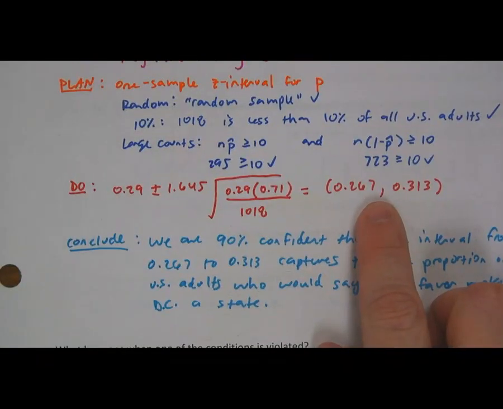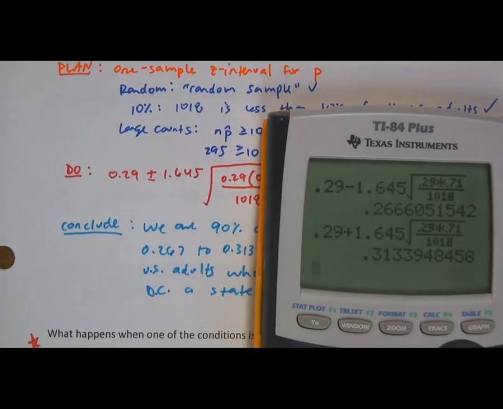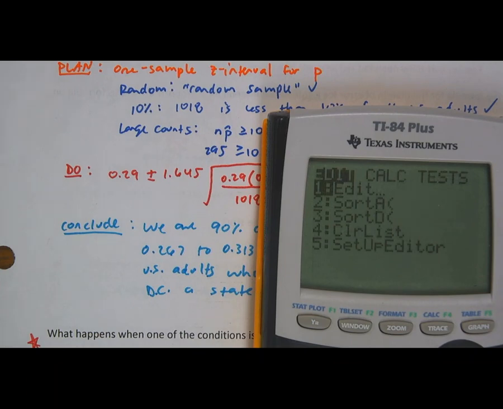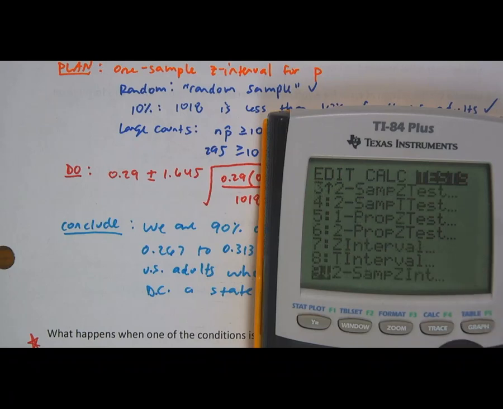So this is cool. We're just going to make sure that you understand how the calculator can give us this really quickly. So here we go. Go to Stat, Tests. Be careful that you go all the way down to 1-PropZInt. It's not 1-PropZTest. And it's A on the menu down there.